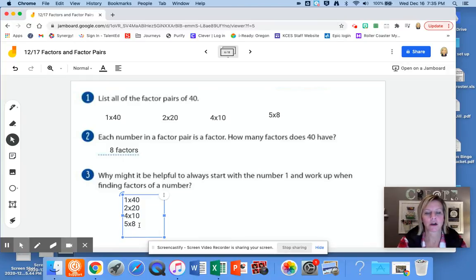No. Okay, then is 7 a factor of 40? 7 times 5 is 35. 7 times 6 is 42. No. So my next number would be 8. Well, I already have 8. It's right here. Once I start repeating a number that I already have, I have found all the factors for that number. So in this case, there are 4 factor pairs for 40, 8 factors.